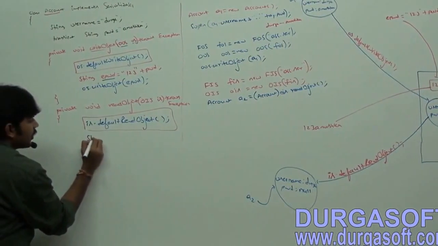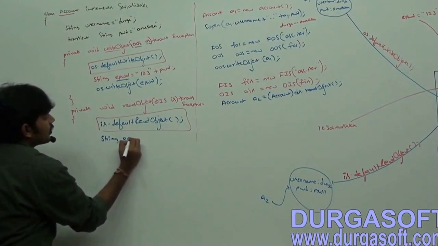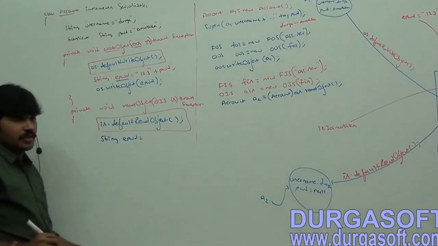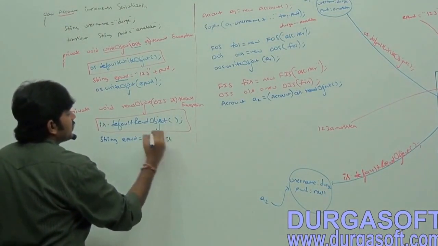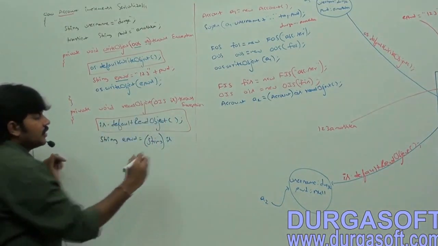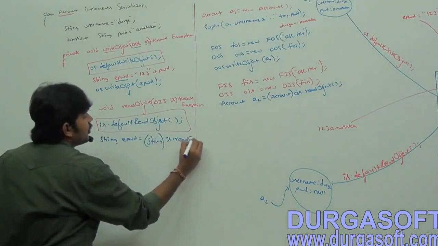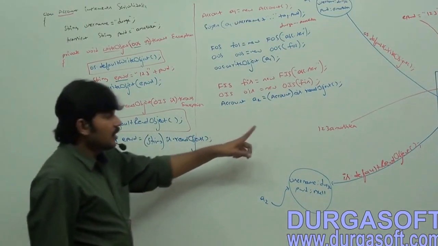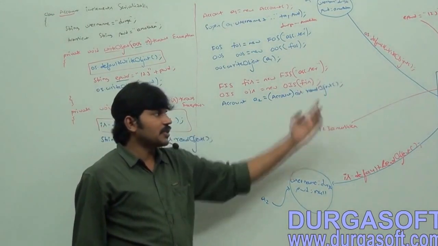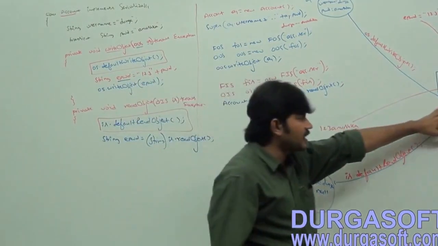String epassword is equal to (String) is.readObject(). Oh, I got the encrypted password. Read object is nothing but what? After this, what is the next one?